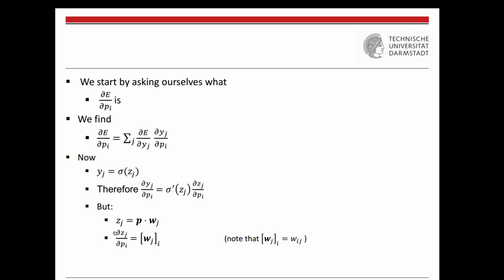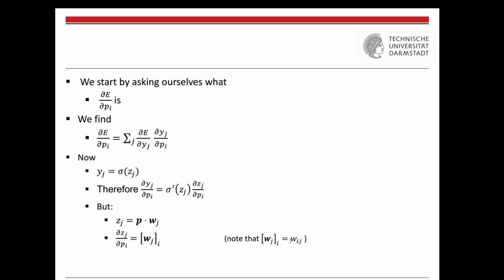So if we then want to calculate this zj by dpi, then well, that's just a summation, right? So you could split that summation up into the individual components, and what we get is just the ith component here, right? Because this is pi times wji summed over all i, and if we then do the derivative by pi, the only thing that remains is the coefficient of pi, and this is wji. And wj is a vector, and we take the ith component of that vector.